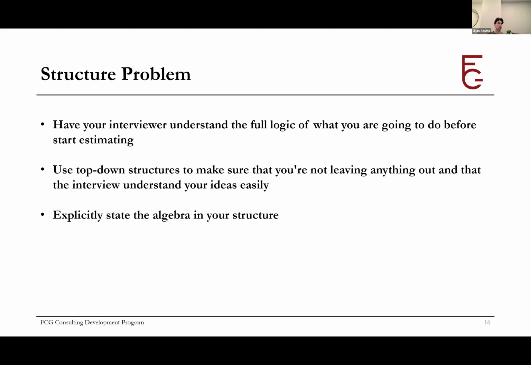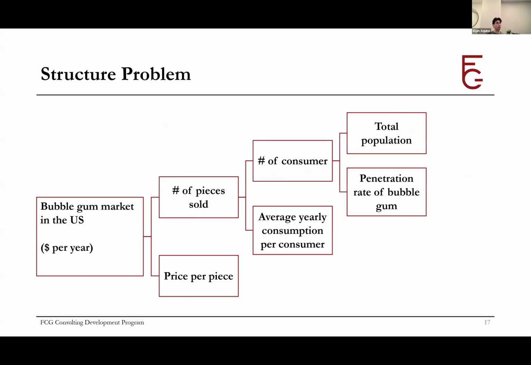Just think about it. If you started with the total population, at least in this case, and then from there you were like, okay, I want to know about the penetration rate of bubblegum, that's going to get me to the number of consumers. And then the number of consumers is going to get multiplied by the average consumption per consumer. That's going to give me the number of pieces sold. And then if I know the price per piece, then I could get to the bubblegum market. That's the way of doing a bottom-up approach.